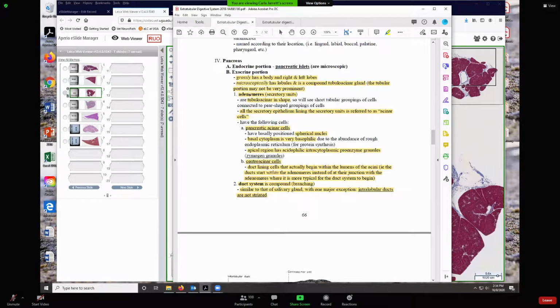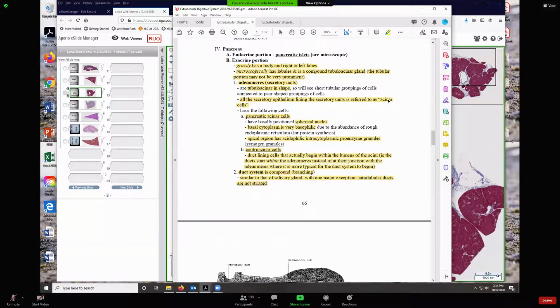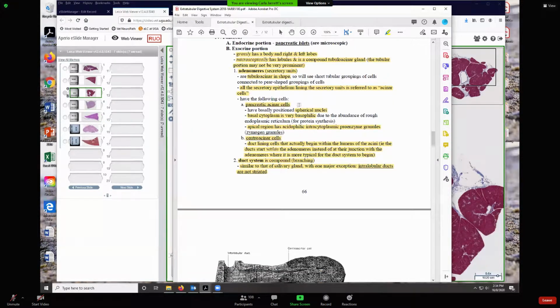All right, so adenomeres are, again, tubuloacinar, but you're going to get more of the acinar in the pancreas. We call each individual cell an acinar cell in the pancreas, just like we do in the salivary glands. So we have pancreatic acinar cells. They have spherical nuclei that are really euchromatic. They have extremely basophilic cytoplasm. Again, they are protein-making machines. They have intracytoplasmic proenzyme granules, which generically we will call zymogen granules.